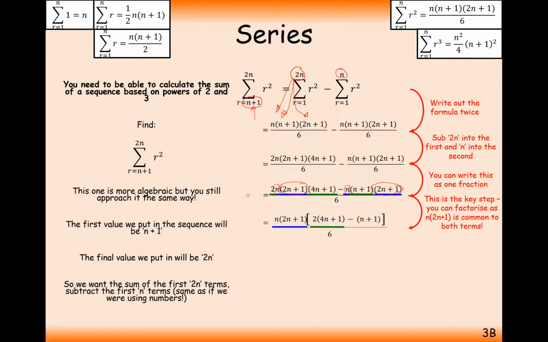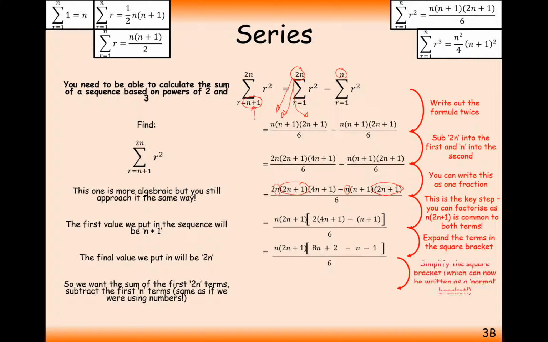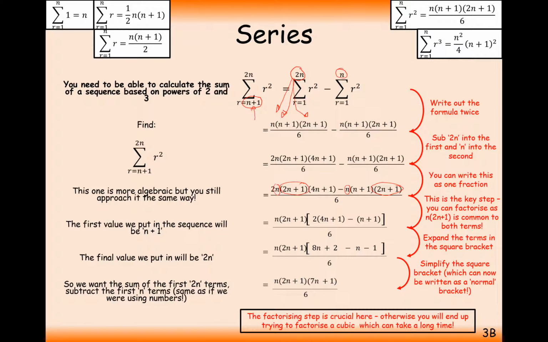This step here needs a bit of practice, so it's really important that once you finish watching this video, you go back and you practice a lot on these types of questions. But now all we need to do is simplify what's inside that square bracket. Make sure you subtract everything in the second bracket, and that's your answer. Okay, n, 2n plus 1, 7n plus 1, all over 6.